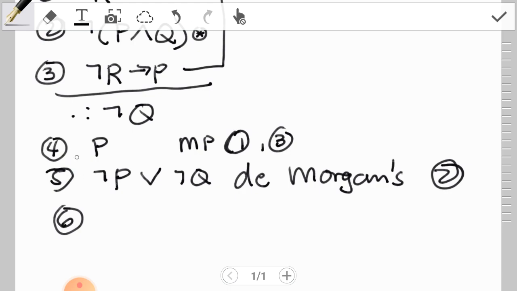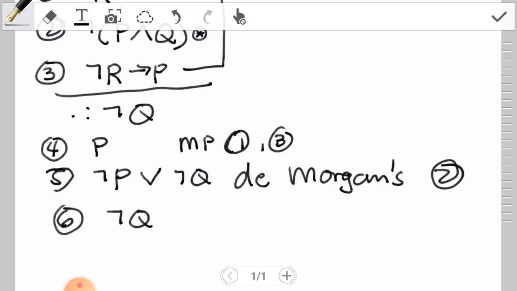4 and 5, when you combine them, will be a replica of disjunctive syllogism. Look at this. This is not P or not Q. The other premise is a negation of this one. So what will be the conclusion? It will be this element here. Therefore, our conclusion is not Q.